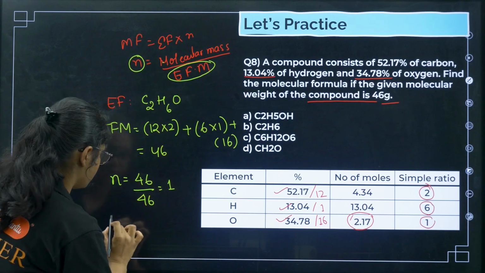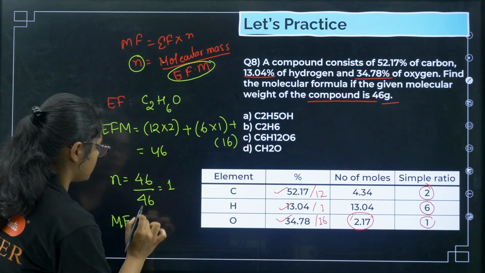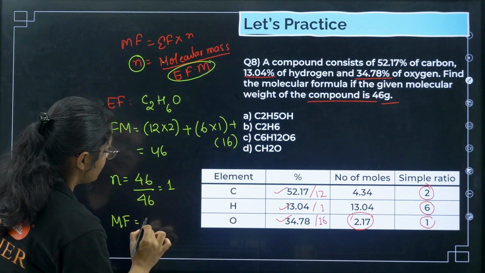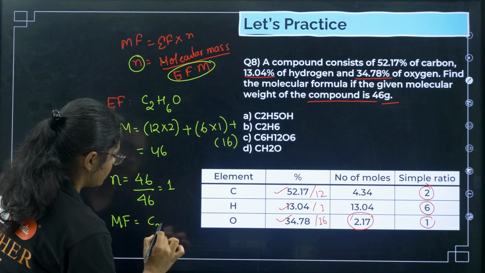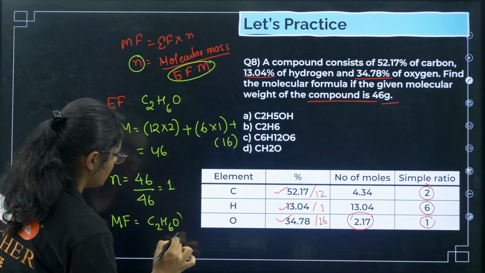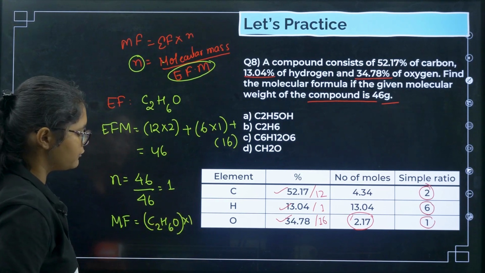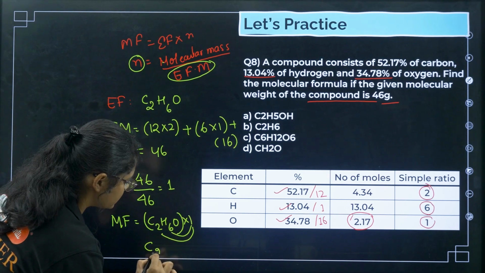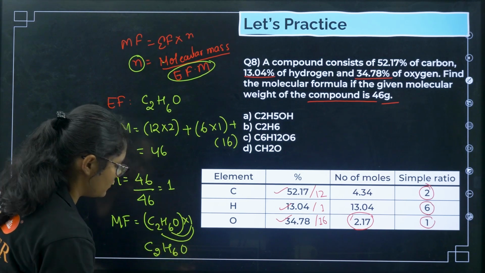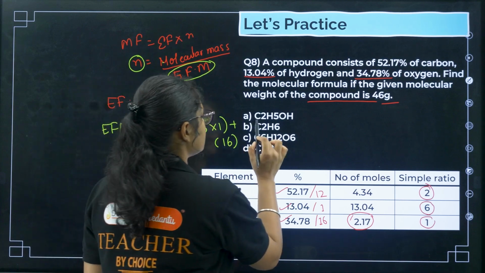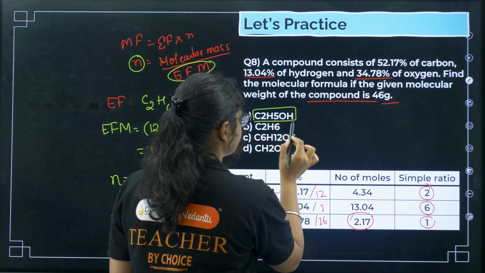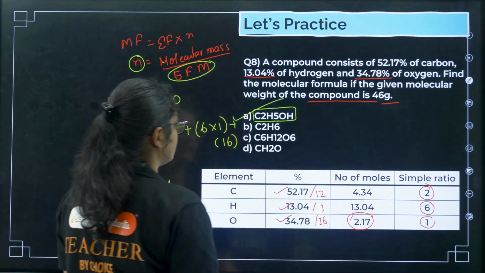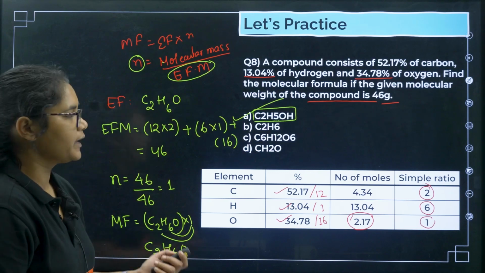Now I need to find the molecular formula. So the molecular formula is the empirical formula, that is C2H6O, into 1. When you are multiplying this, you need to multiply with these numbers. So I will get C2H6O. So you can see that here, C2H6O. So option A is the correct answer.